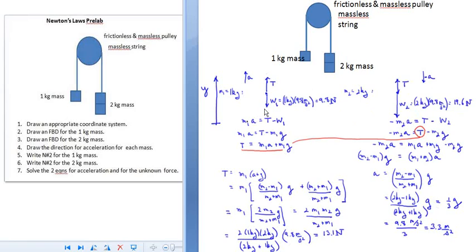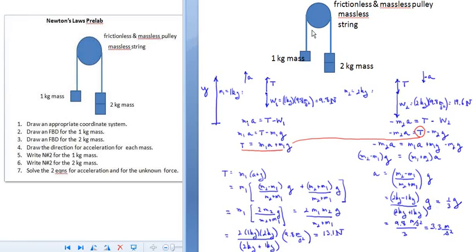Okay, now let's write Newton number 2 for the 1 kilogram mass. Newton number 2 says the mass m1 times the acceleration of that mass is equal to the net force. Net force is T minus W1, in other words, T minus m1g. W1 is the weight of mass 1, and m1g is the weight expressed in terms of its mass and the acceleration of gravity. If I solve this equation for T, the unknown tension, I get T equals m1a plus m1g.